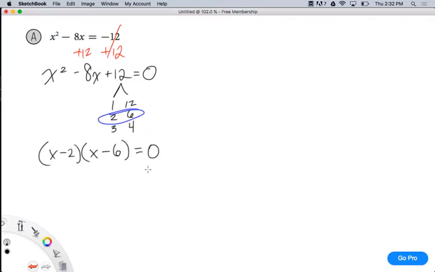Guys, focus. x minus 2 times x minus 6 is equal to 0. Why did I factor? Why did I factor?